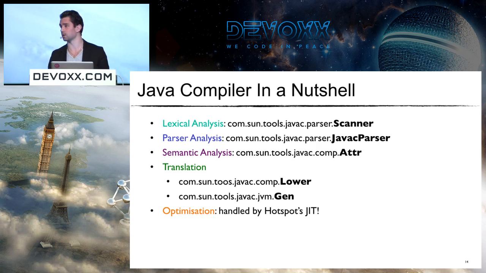And it turns out the Java compiler actually doesn't do any optimization. It's just a bytecode translator. Optimizations are handled by HotSpot.